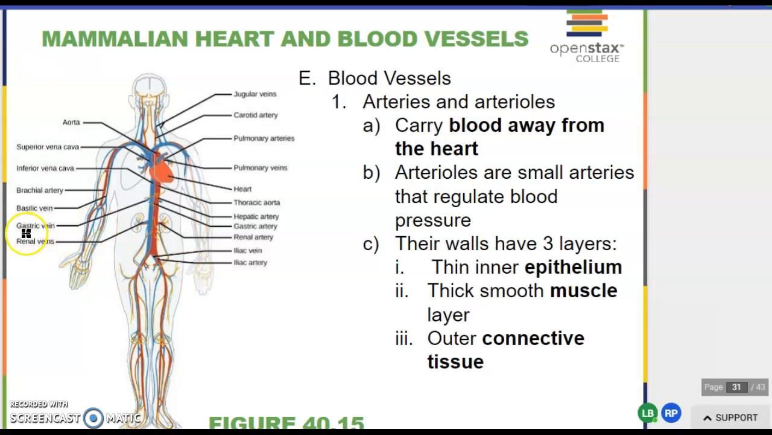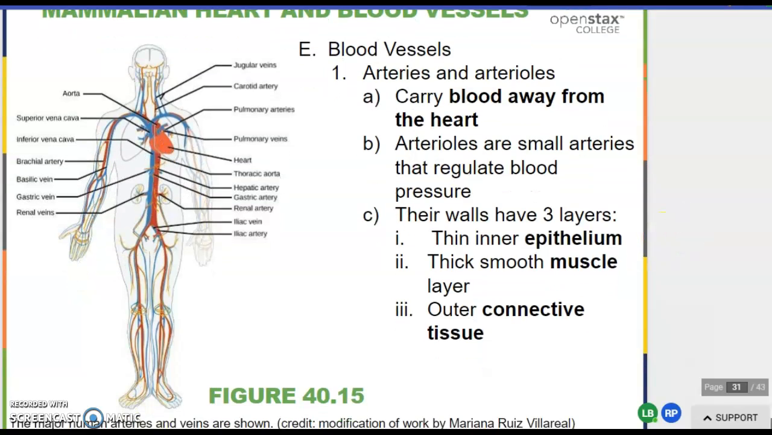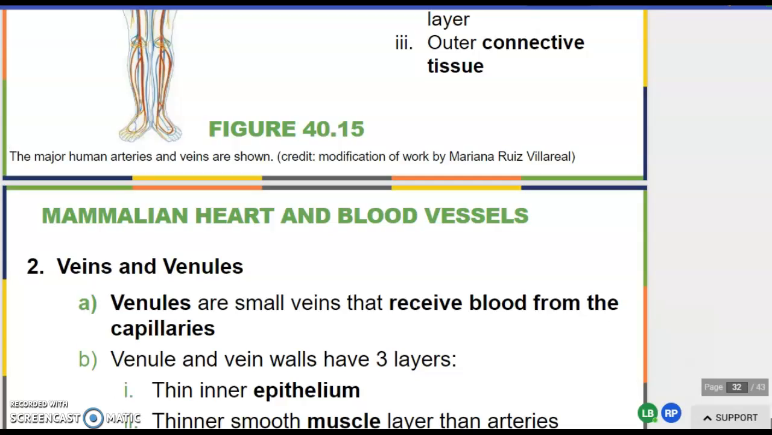This is interesting. Gastric means stomach, or having to do with the stomach. Renal has to do with kidneys. You can take your pulse from the inside of your arm. You're measuring what they call your brachial pulse, and so on. I think there are really interesting things on this diagram, but in the interest of time, you can read that on your own.